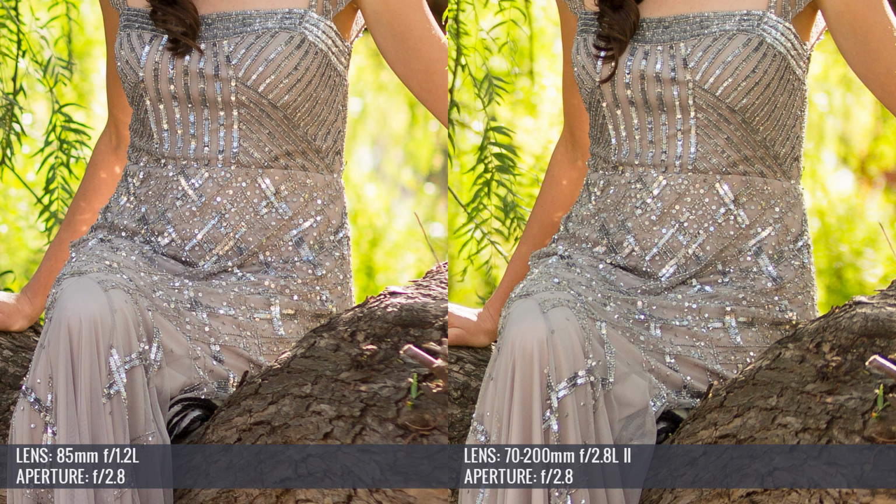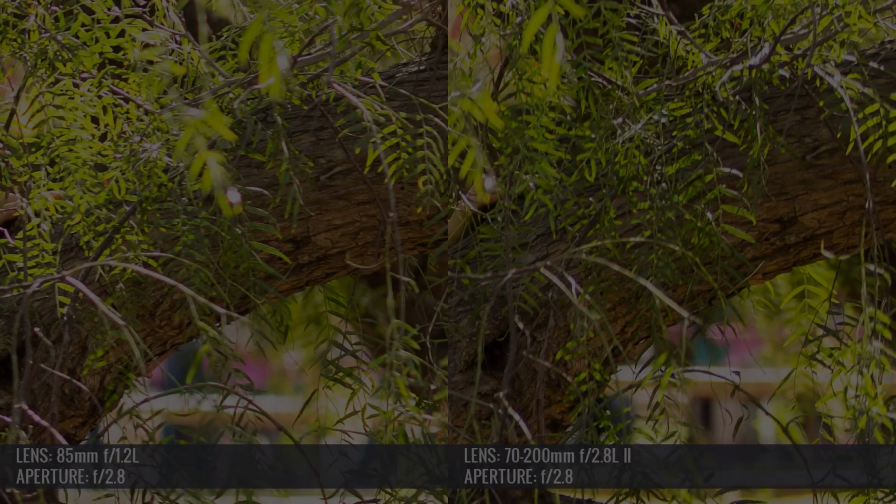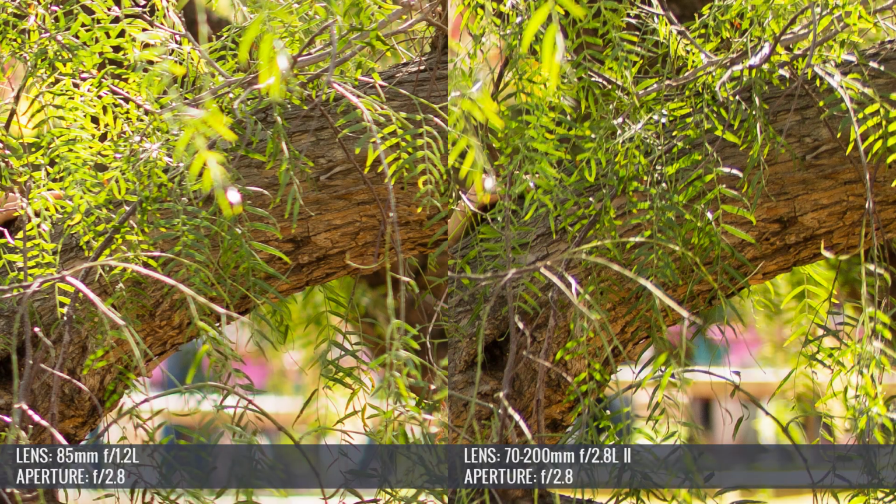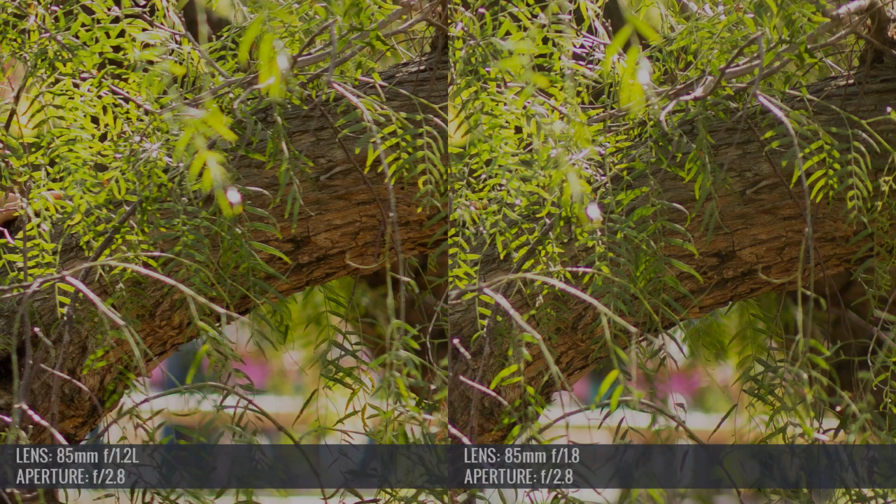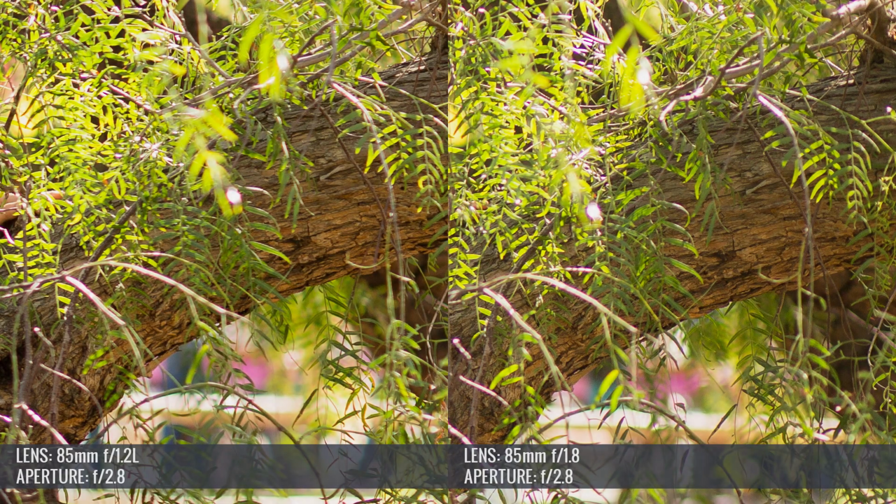But if I had to say, it would appear that the 85 1.2L is slightly sharper than the 70-200s, which can be seen over our model's dress where basically the sequins are. And especially extending out to the right side of the frame, we can also verify that the 85 1.2L is also noticeably sharper when it comes towards the edge of the frame.